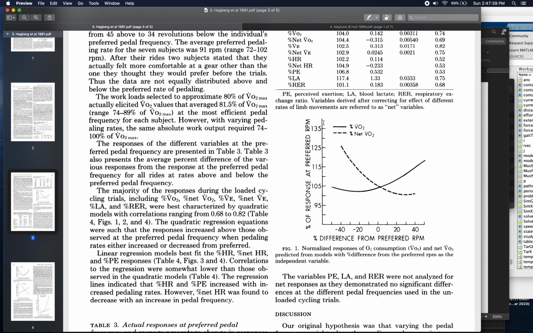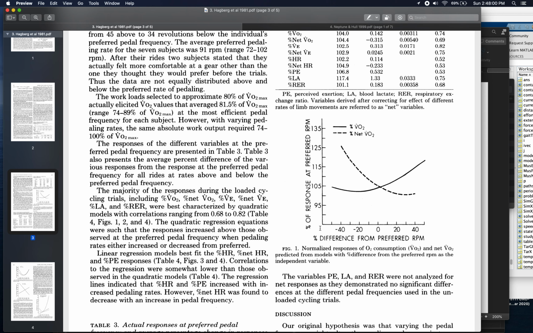On the y-axis here is the percent of the response, or the percent of that variable that they're examining in the figure relative to its value at the preferred pedaling rate. Okay? So if it's above 100 here, that means it's higher than the value at the preferred rate, and if it's below here, that means it's below the value at the preferred rate.